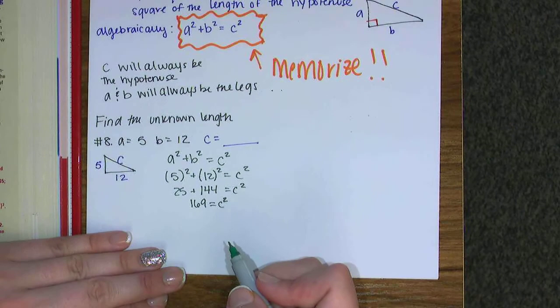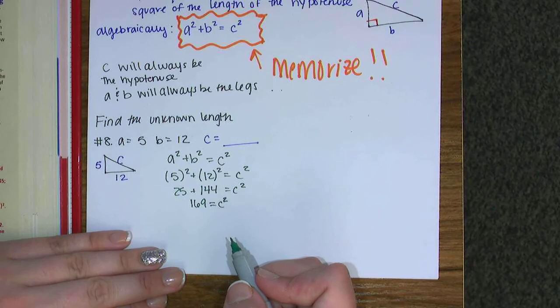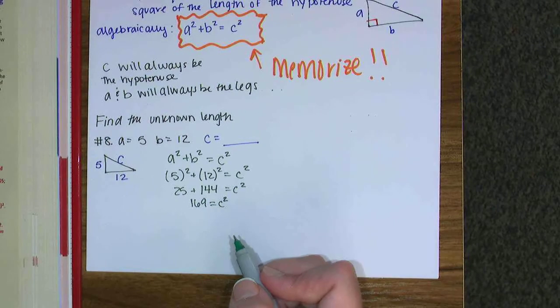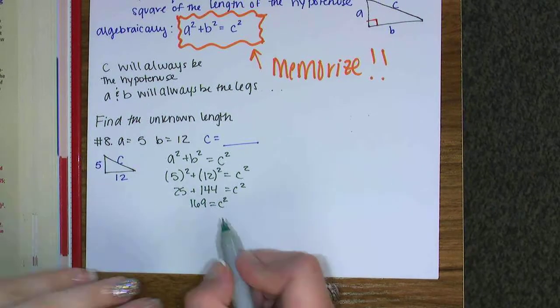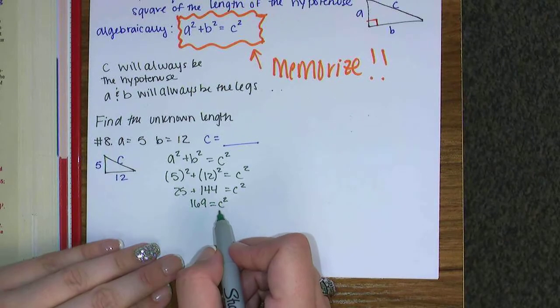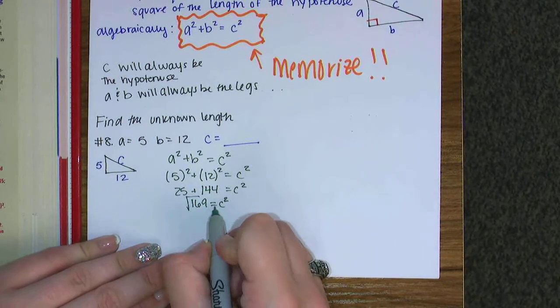Okay. Now, at this point, hopefully this looks familiar from one of the last couple sections that we've covered with square roots. Hopefully that is something that you recognize. But how do we undo a square root? Hopefully you just said take the square root of both sides. So take the square root of this side and the square root of this side.